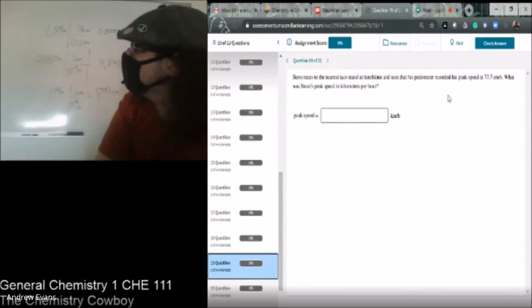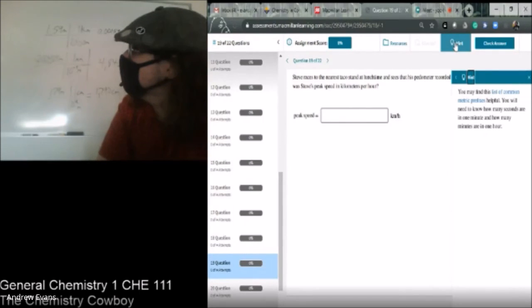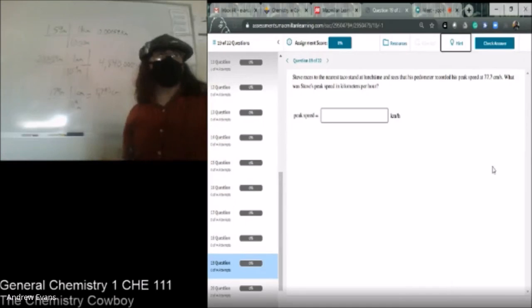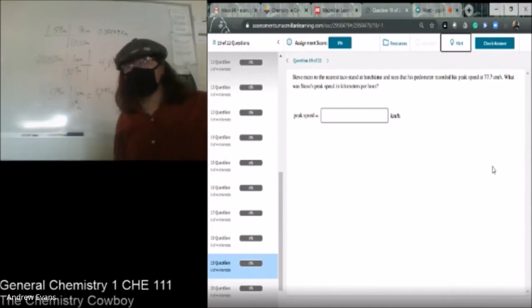I'm moving at 77.7 centimeters per second. What is my speed in kilometers per hour? Once again, I think they give you a list of common metric prefixes that are helpful. You need to know how many seconds are in 1 minute and how many minutes in 1 hour. That's all you need from there. They don't straight up give you the conversions, but there is a link that will take you straight to the conversions.